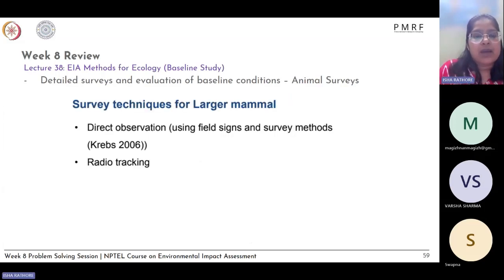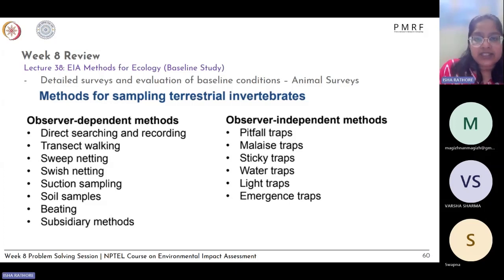Then for larger mammals, you have direct observations using field signs and survey methods, and you can also use radio tracking. Then for sampling terrestrial invertebrates, we have observer-dependent methods where you need an observer to count or to look. So you have direct searching, recording, transect walking, sweep netting, swish netting, suction sampling, soil samples, beating, subsidiary methods. And observer-independent methods are pitfall traps, malaise traps, sticky traps, water traps, light traps, and emergence traps.